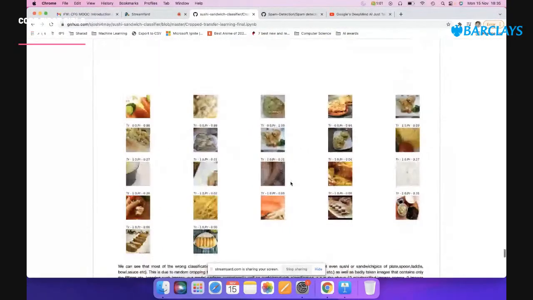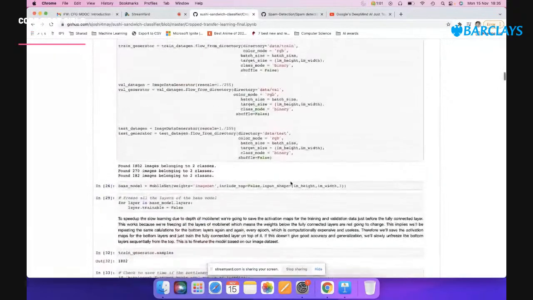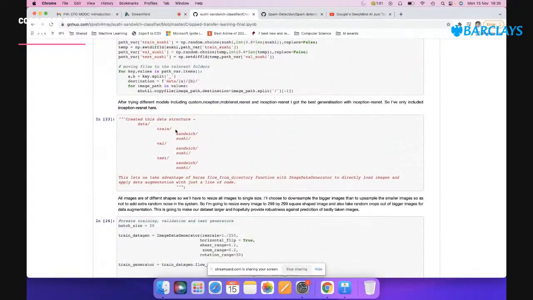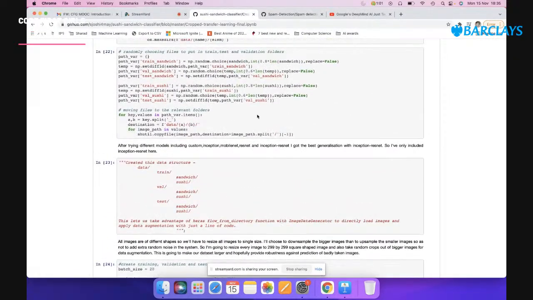Okay, so let's go on the top. I directly showed the result. I'll show how it is working. Okay. So what I have done is I have fetched the images, and I have categorized them as train for the training, val for the validation, test for the testing.